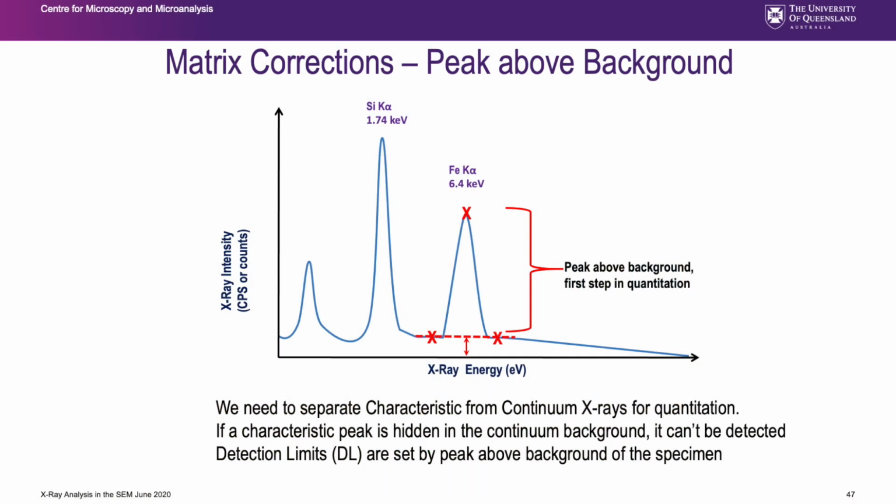So what we do is we measure the peak above background. I measure the continuum X-rays to the left of the peak and the continuum X-rays to the right of the peak, and then I calculate the average continuum under the peak, and then I subtract that from the total peak height. And that's called the peak above background. That is the first step in quantification, to remove the continuum X-rays. When you're doing standardless quant on an SEM with an EDS detector, you just push the button, it all happens. However, you just assume it does it right, and mostly it does it very good.